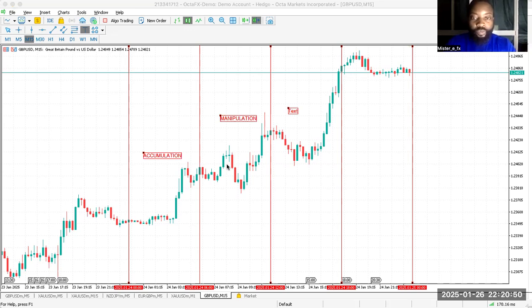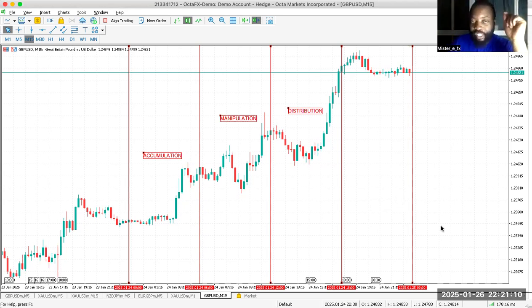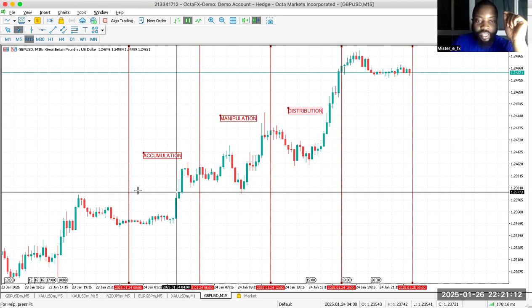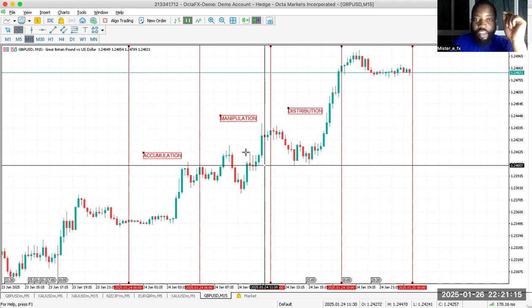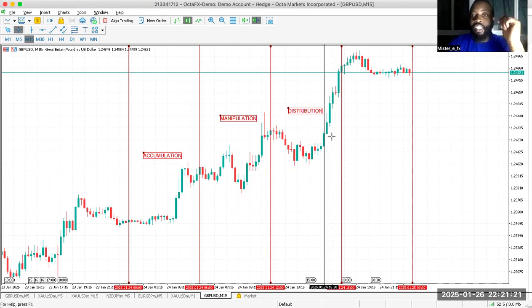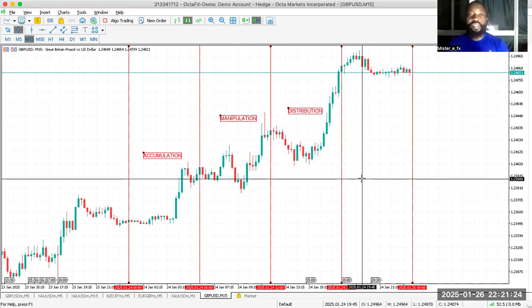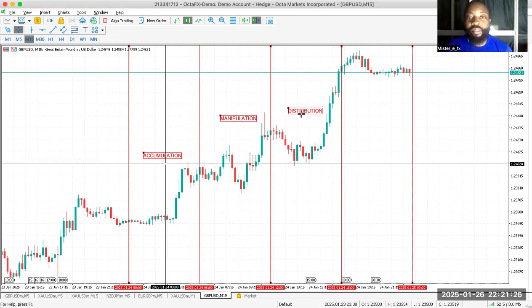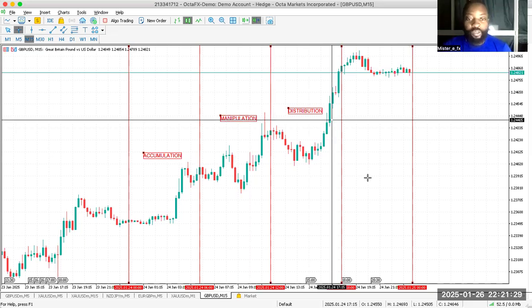So this is a distribution area, right? And then here again, the market will accumulate again, so there's going to be an accumulation. You can see that. So now you need to ask yourself, when you're trading, where do you find yourself? Are you in an accumulation phase? Are you in a manipulation phase? Or are you in the distribution phase? This is what we call the power of three, AMD: accumulation, manipulation, distribution.